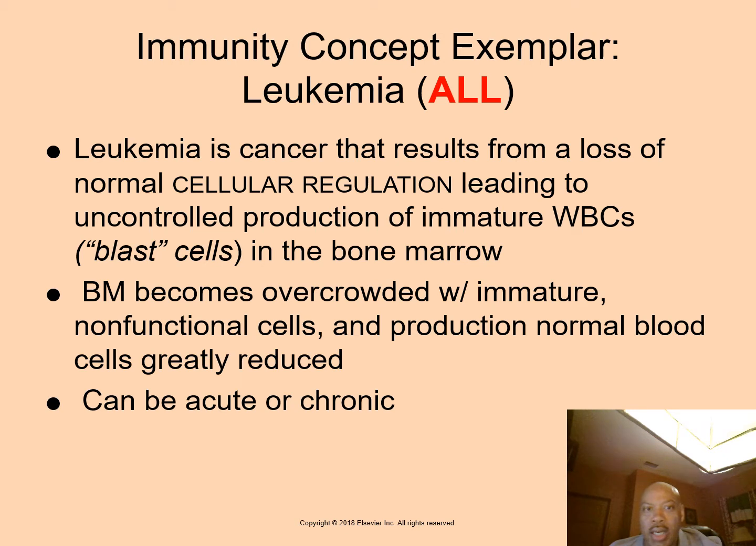the reduction of normal blood cells, which can ultimately lead to anemia. Remember, because red blood cells are made in the bone marrow, but the overcrowding with the immature cells will cause a reduction in red blood cells, so leading to anemia. Also leading to thrombocytopenia, which is a low platelet count, because again, overproduction of those immature white blood cells. And also leukopenia, which is low white blood cells, the more normal types.